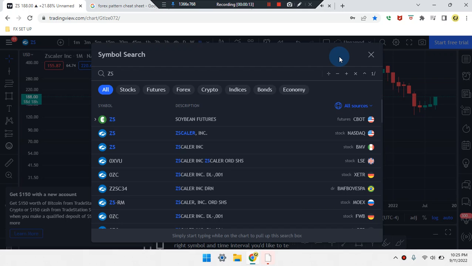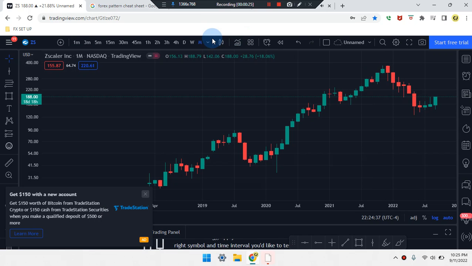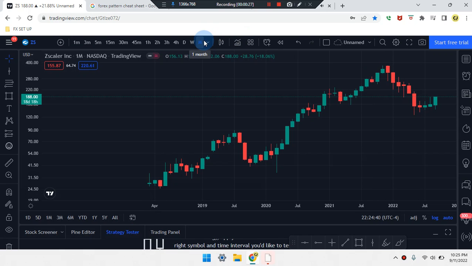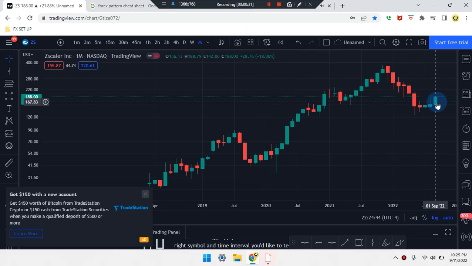Okay, everyone, this is Cam Jones, FX Daily Analysis, and we are marking up ZS stock. We are on a monthly time frame. Price action, last candle to the right-hand side is a bullish green candle, can be engulfing the second last candle for that market to push up.